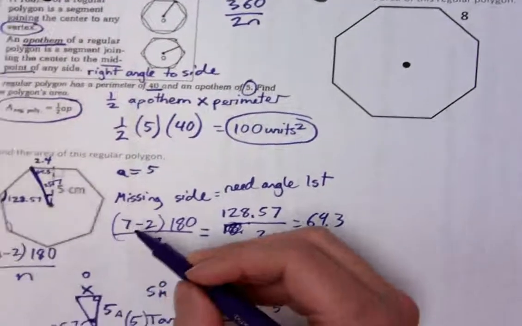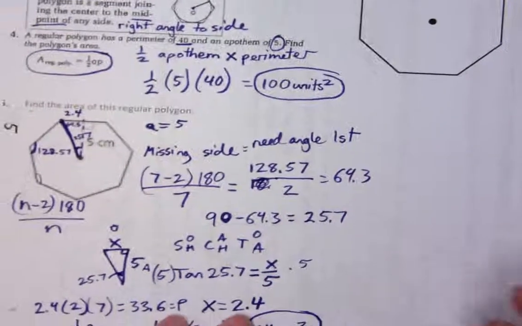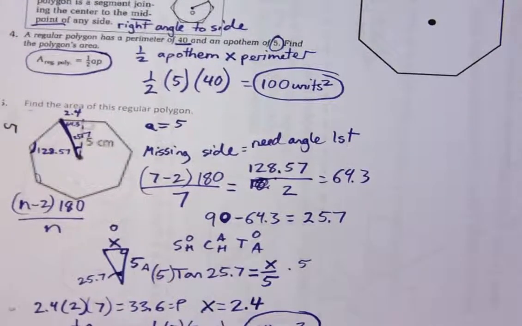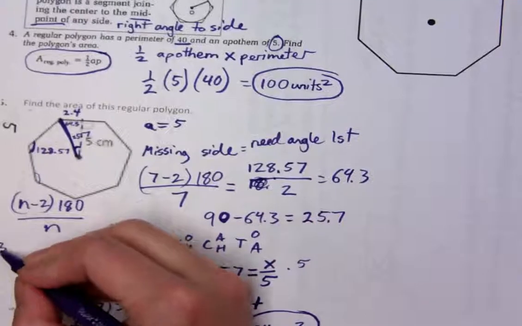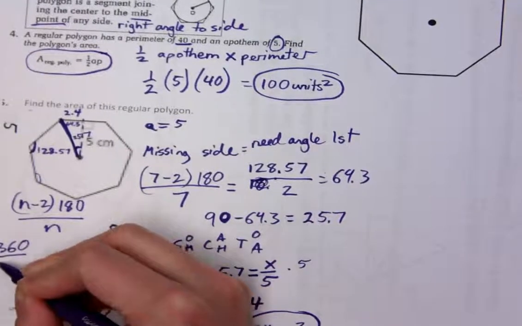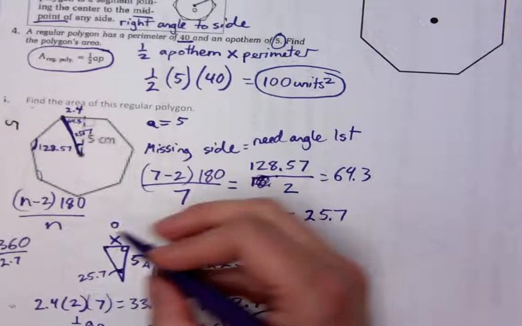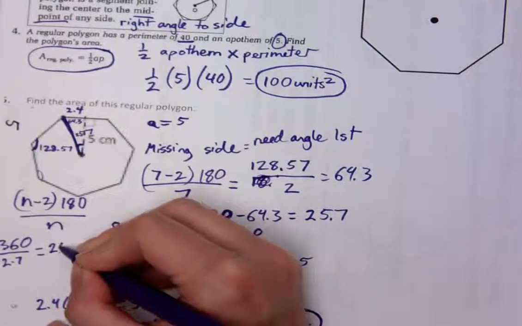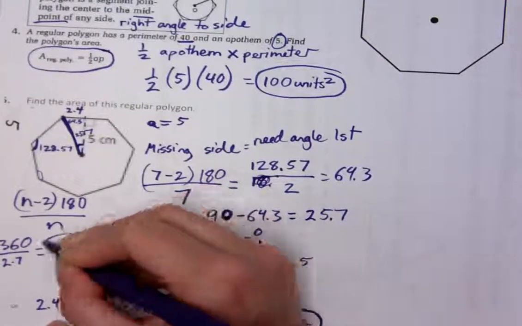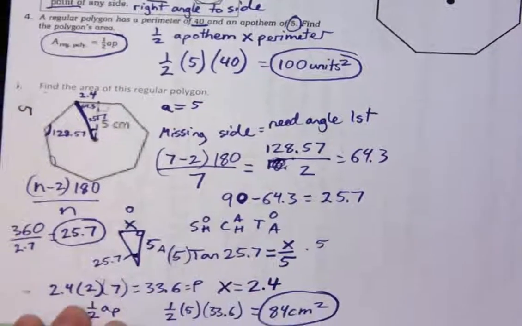Yeah, so like this one, if we did 360 divided by 2 times 7, which is 14. Plug that into your calculator, see what it gives you. It gives us that same 25.7. So, yeah, we can skip some of those steps.